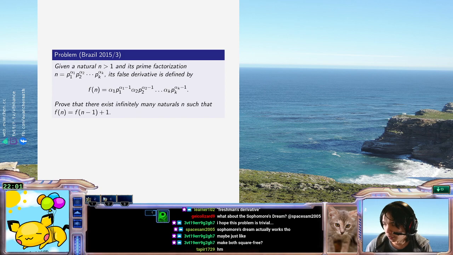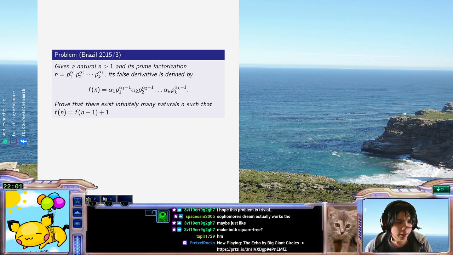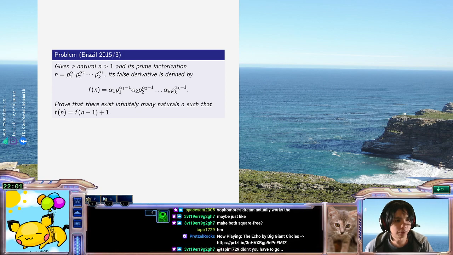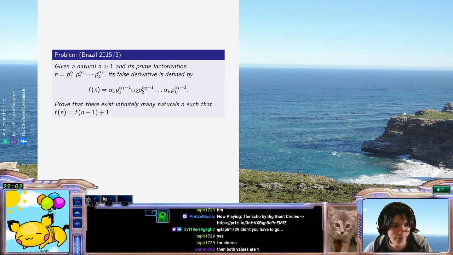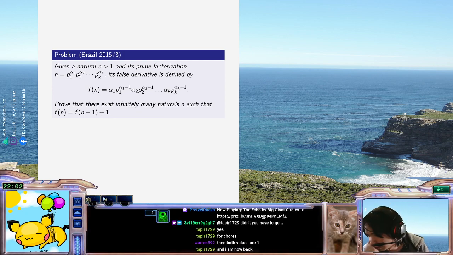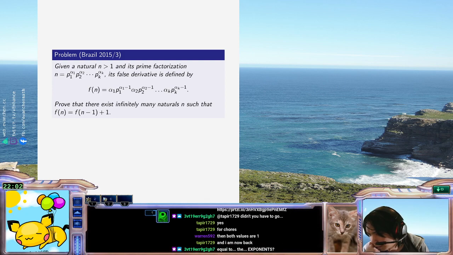Or, what if n is a square? Yeah, I actually thought, if it's square free, what happens? Is it just equal to... Oh, if it's square free, it's equal to the exponents. Okay, fine, that's fair. Oh, actually, if n is square free, then the derivative... okay, so that's probably worth knowing.